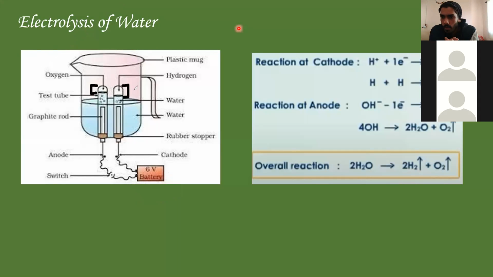Can anyone tell me the reason why? Why is there such a big difference between both of these? Why do we get double the hydrogen compared to oxygen? You just have to keep it in mind. In electrolysis we get double the amount of hydrogen gas compared to oxygen gas.